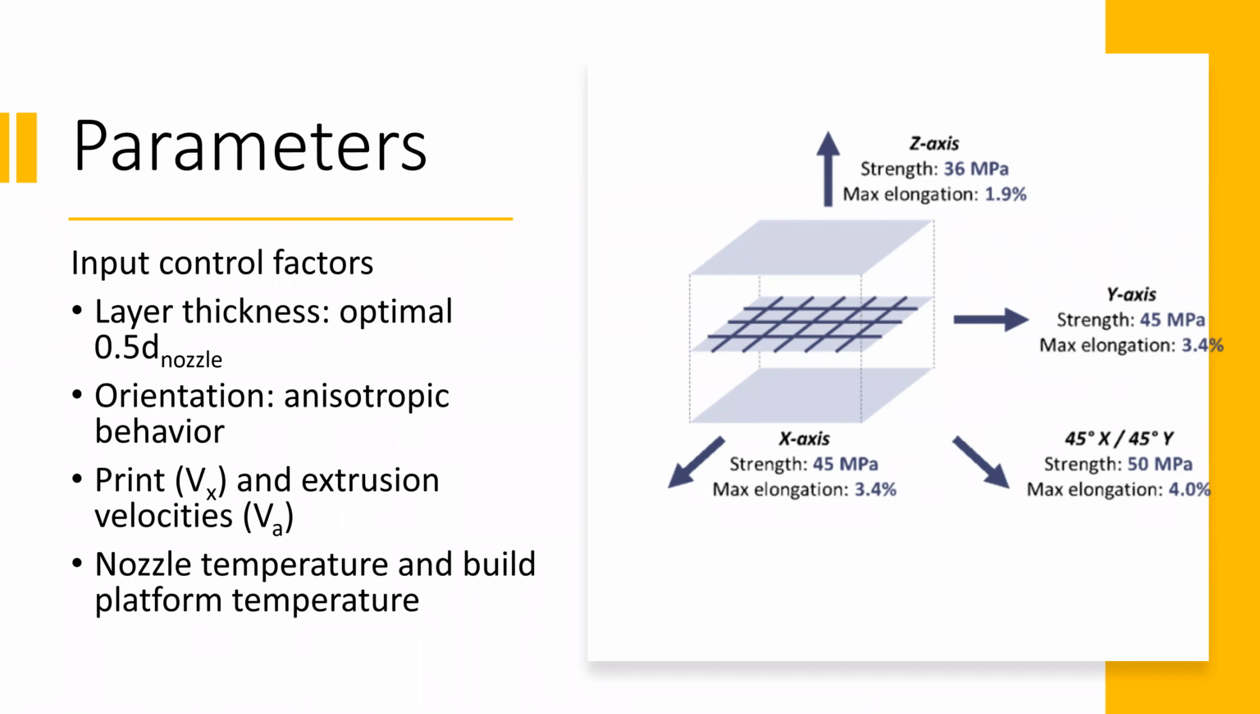For example, if a force is applied parallel to the layers that are being laid down, then the strength is much greater than if the force is applied perpendicularly to the layers, as in the z-axis, where that strength is decreased. So it's just one area to keep in mind when building the part, and to consider where the strength can be compromised and where it needs to be taken into consideration.